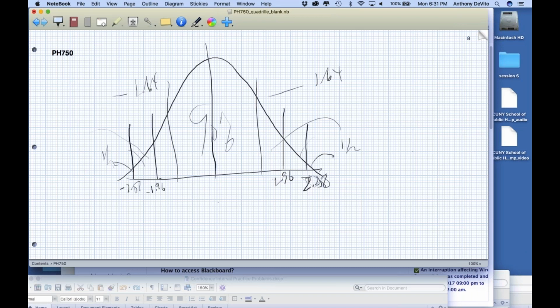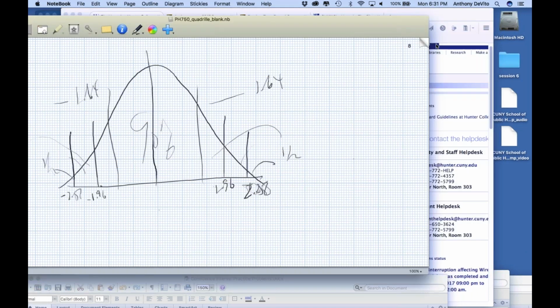Now, confidence interval is important. I'll give you an example of why the confidence interval might be important, okay?